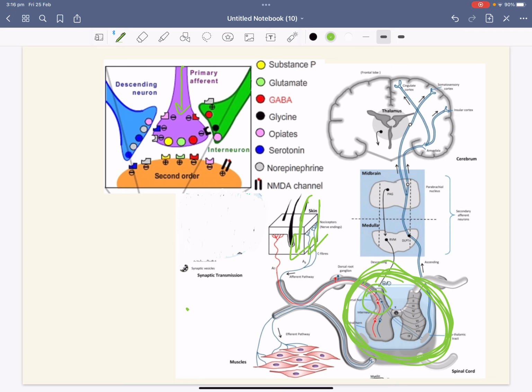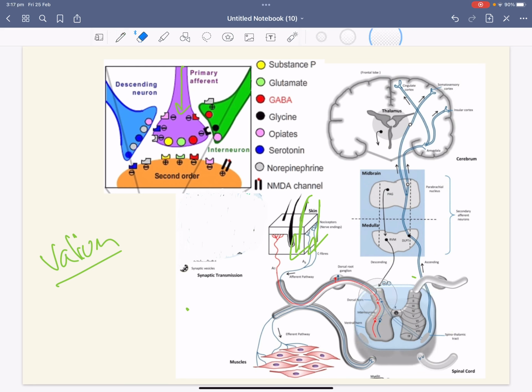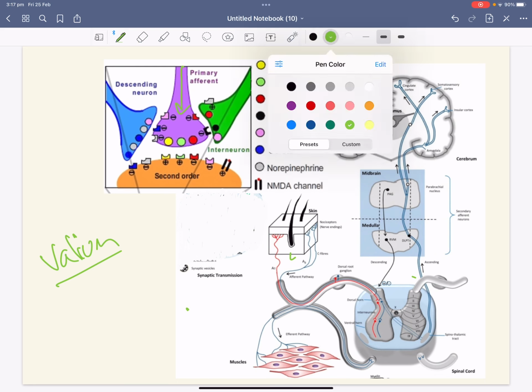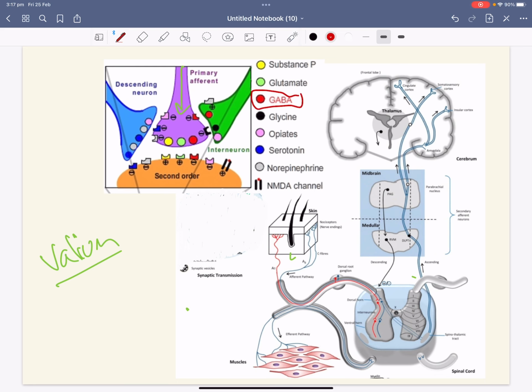The last one I want to mention is those sedatives or anti-anxiety medications like Valium. This would be, for instance, a benzodiazepine, or diazepam. The way that these work is through GABA channels. And so here we have GABA, I'll go in red. It mimics this neurotransmitter and jumps onto this receptor on the second order neuron.